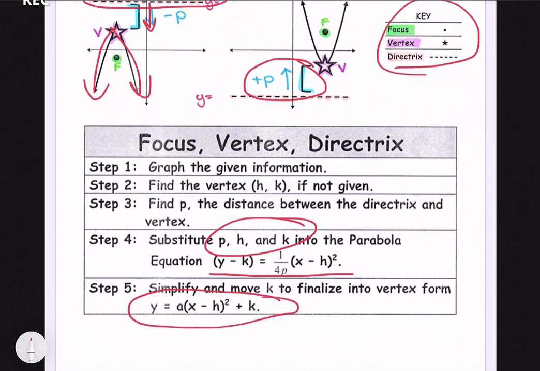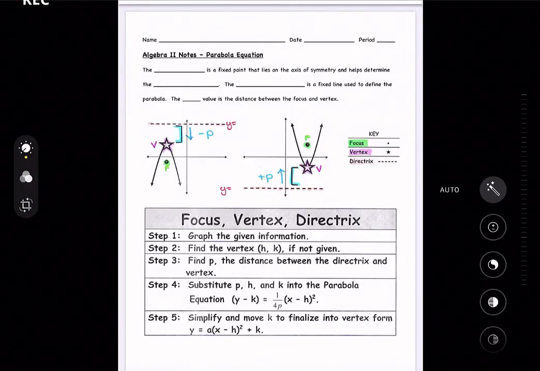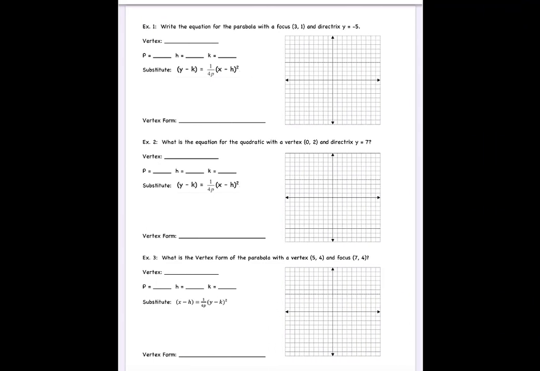All right, hopefully that's not confusing. Let's go to the examples.